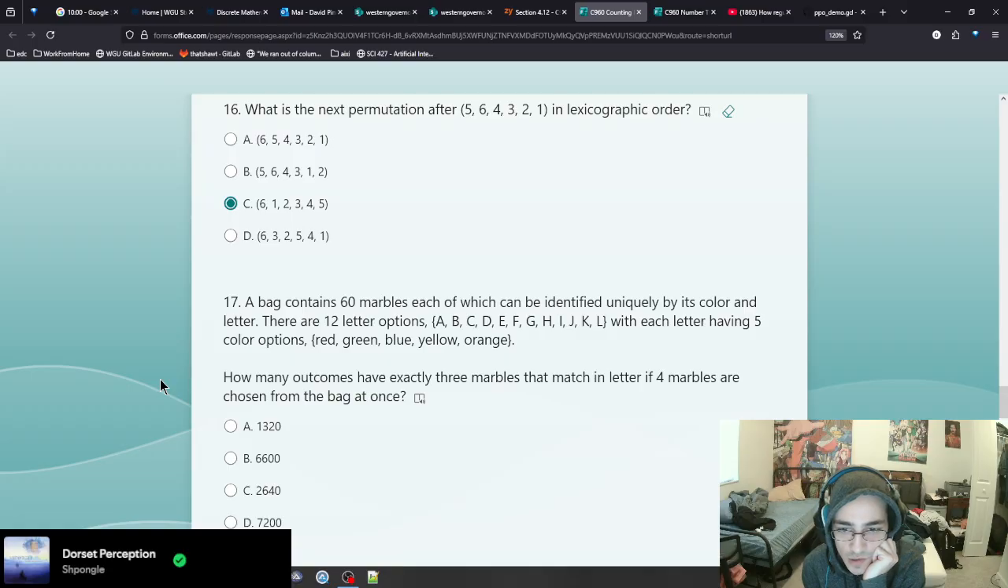Okay, so how many matching letter marbles do we have? So we have 5 of each letter. Okay, so we have 5 of each letter.